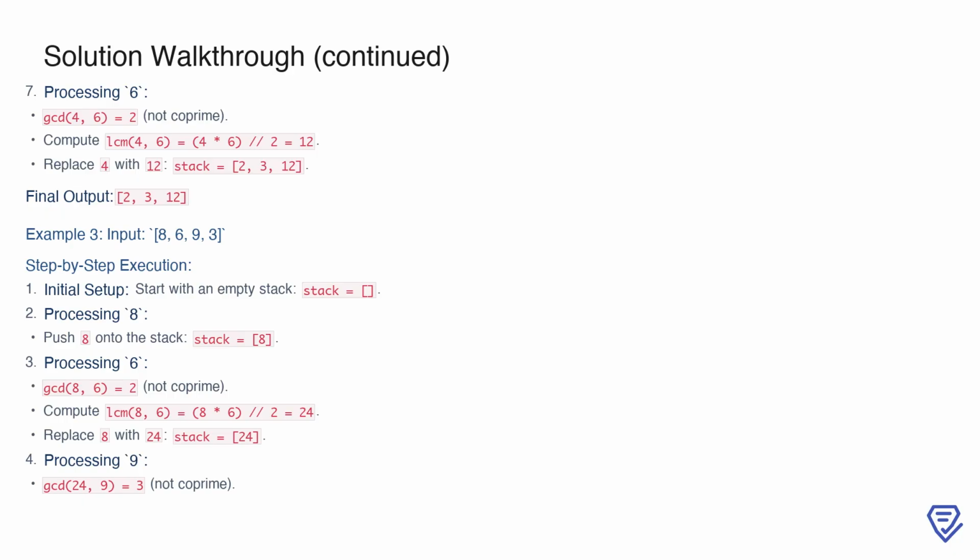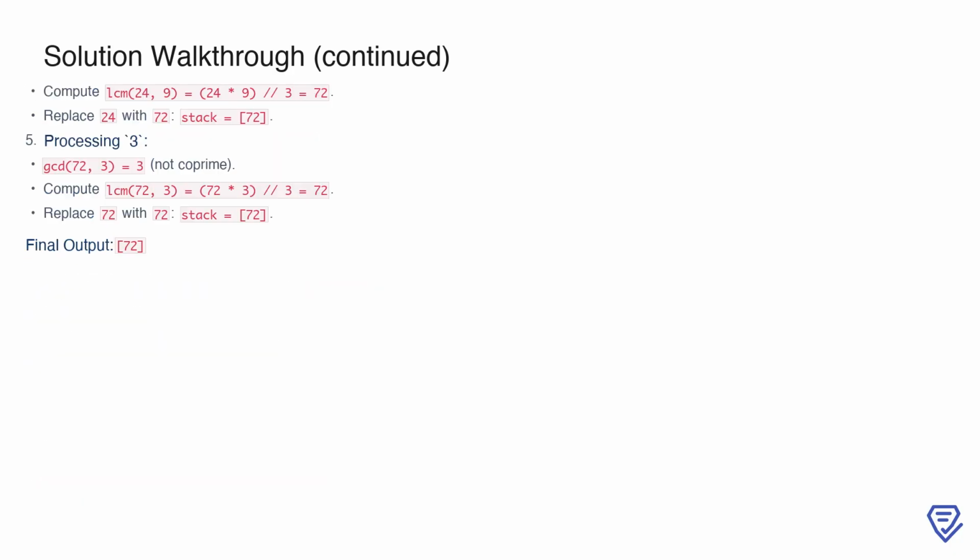The GCD of 24 and 9 is 3, indicating they are not coprime. For 9, we calculate the LCM with 24 as 24 * 9 / 3 equals 72, and replace 24 in the stack with 72. The stack now contains 72. Finally, we process the last number, 3. The GCD of 72 and 3 is 3, which means they are not coprime. We compute their LCM as 72 * 3 / 3 equals 72, and replace 72 in the stack with the same value, leaving it 72.